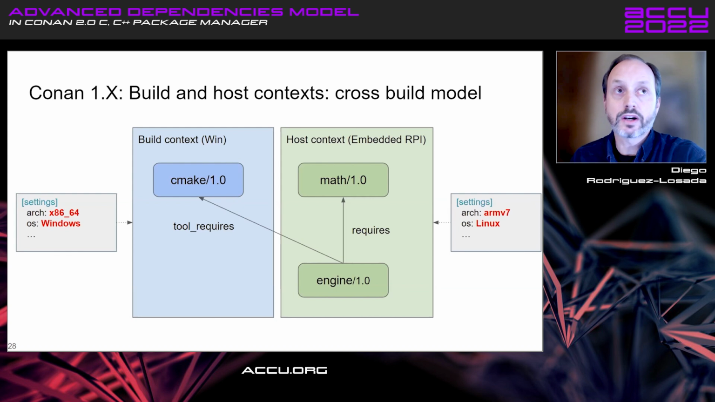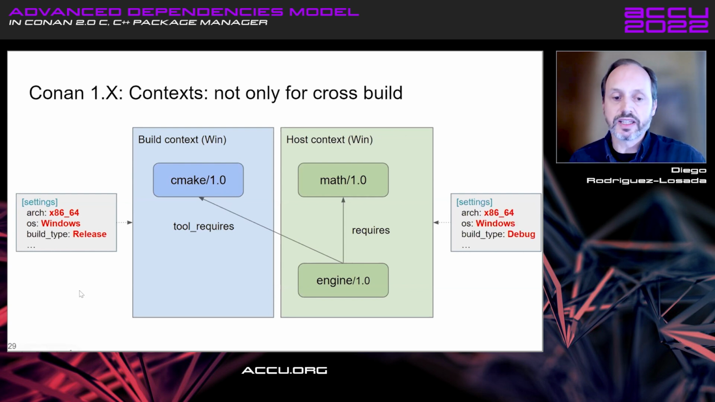But we are cross-building, and that means that the CMake that we are using cannot be the CMake built for Linux. It has to be a CMake for Windows 64 bits. And that means the configuration for the build context in blue is a different one than the one that we are using for the host context. So basically, tool requires always live in the build context, that is the current build machine that you are using. That can be different from the host context.